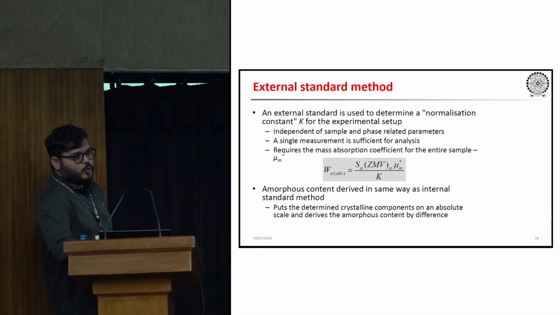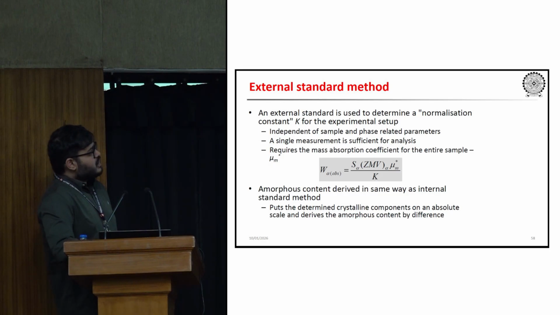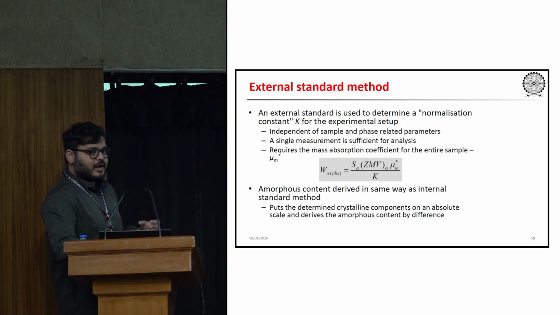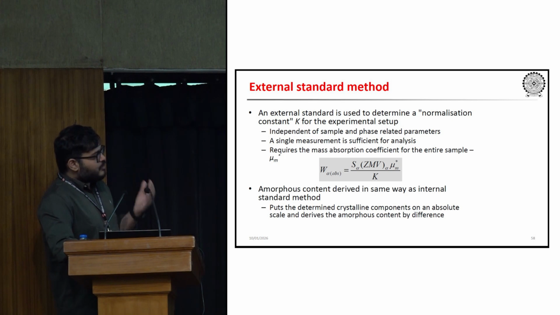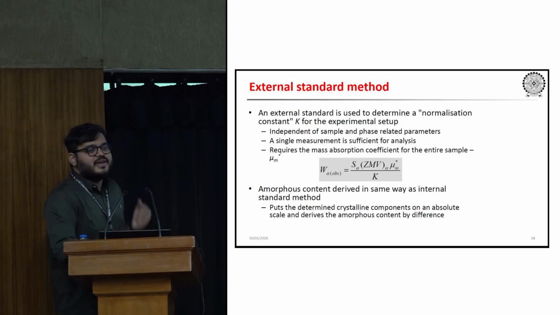So in this case, what we do is, we don't mix any samples. We measure our sample. Afterwards, we measure a known material of very high crystallinity. And from there, we try to extract an instrument coefficient. And this instrument coefficient is plugged back into the analysis to get the amorphous content. Right? So amorphous content is derived the same way as with the internal standard. The difference being, you don't need to mix your internal standard with every sample.